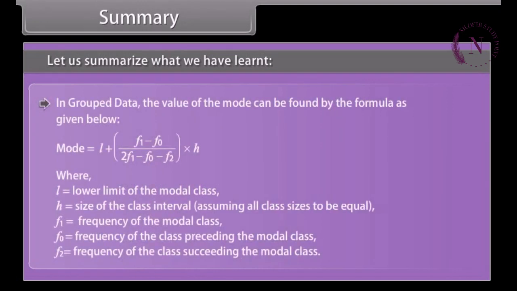In grouped data, the value of the mode can be found by the formula as given. L plus (f1 minus f0) divided by (2f1 minus f0 minus f2) multiplied by h, where L is equal to the lower limit of the modal class, h equals the size of the class interval, assuming all class sizes to be equal. f1 equals frequency of the modal class, f0 equals frequency of the class preceding the modal class, f2 equals frequency of the class succeeding the modal class.